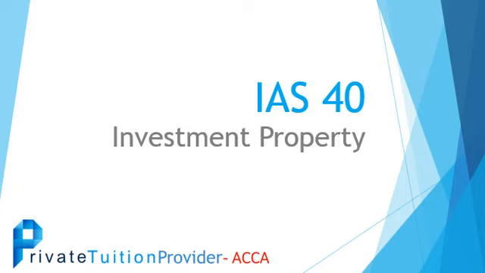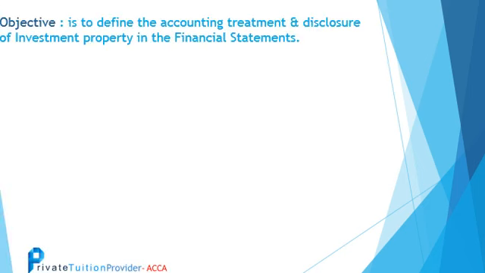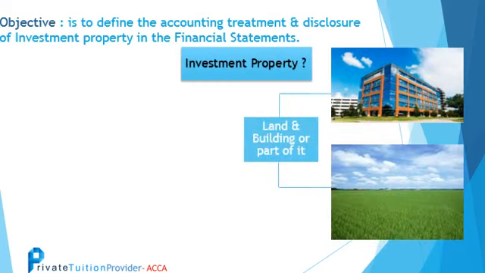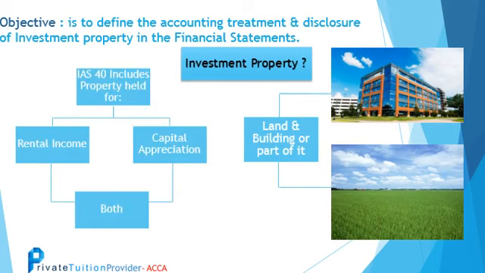Let's find out what's in IAS 40. The objective is to define the accounting treatment and disclosure of investment property in the financial statement. What is investment property? Any land and building or part of it held for rental income or capital appreciation or both of it. Capital appreciation is to invest in the real estate industry today for future gains.